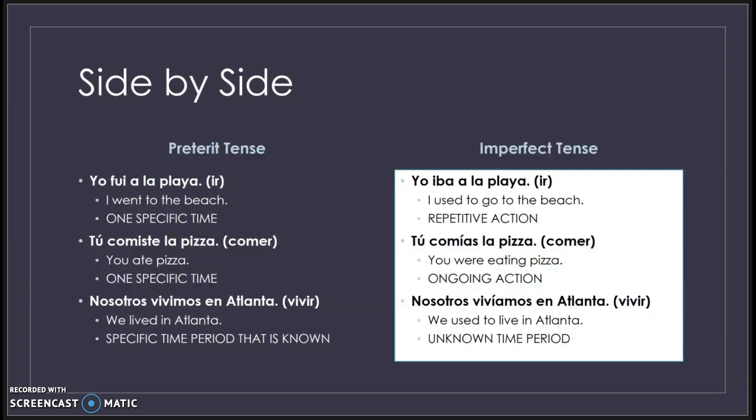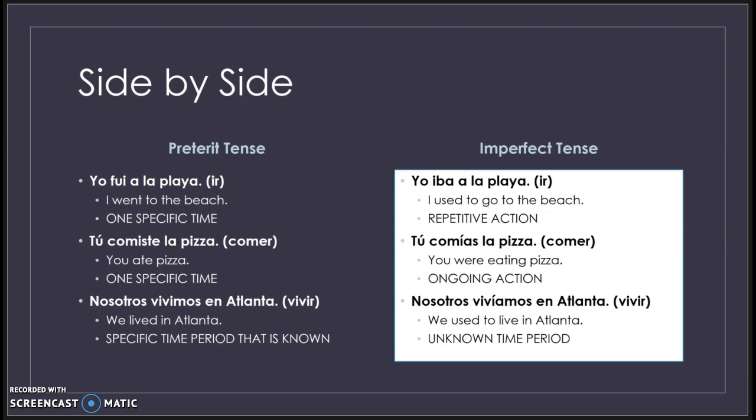So now let's look at how this is going to play out. How does Spanish have 2 different past tenses? And so we have a little side-by-side view here. If I say, "yo fui a la playa," I'm using the verb ir. Well, it means I went to the beach. It's a one-time action that is completed and done with. Whereas in the imperfect, "yo iba a la playa," it indicates repetition. So this going to the beach happened more than once. I used to go to the beach.